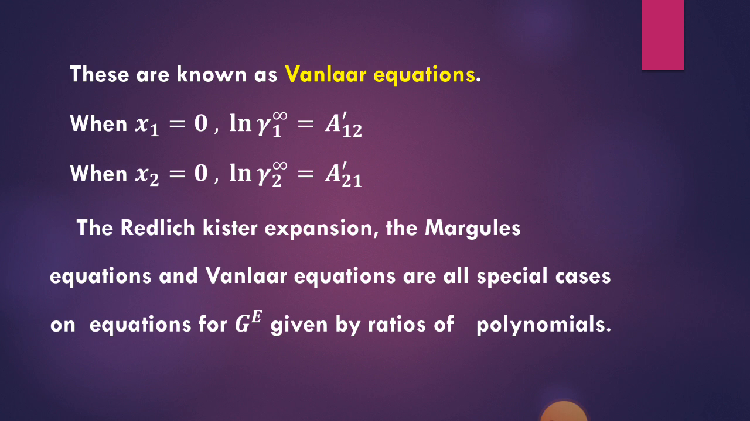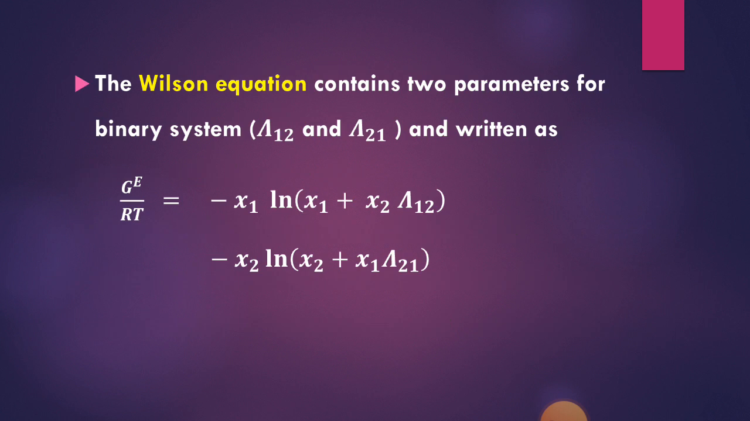So we have seen the Redlich-Kister expansion, the Margules equations and Van Laar equations. All these equations are special cases of equations for GE given by different ratios of polynomials. The next one is the Wilson equation. The Wilson equation contains two parameters for a binary system, that is capital lambda 12 and lambda 21.